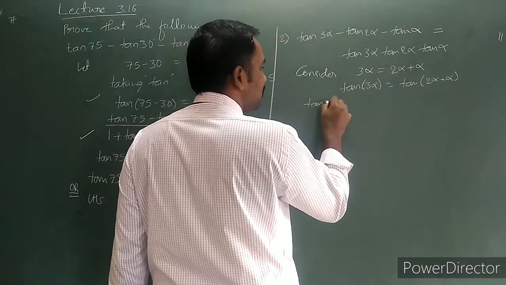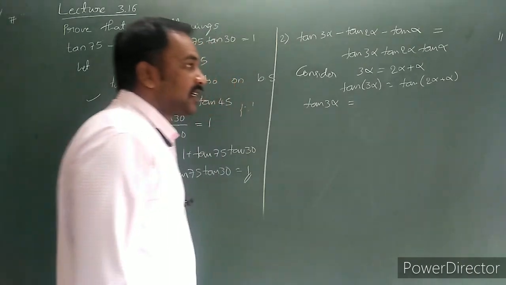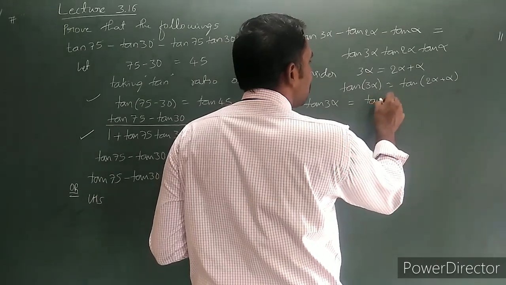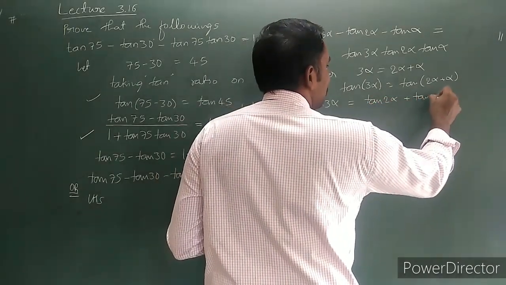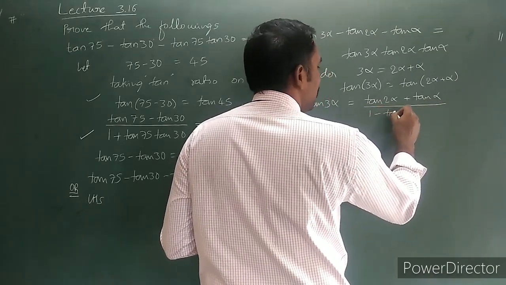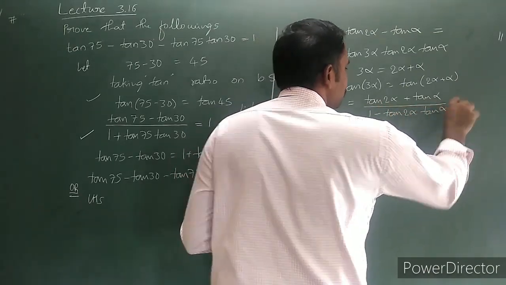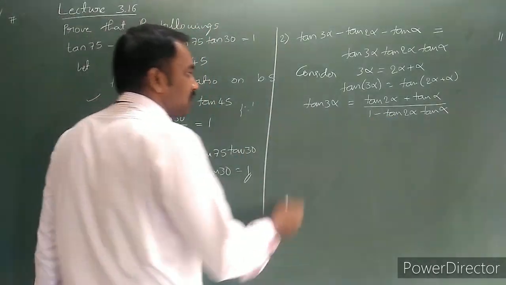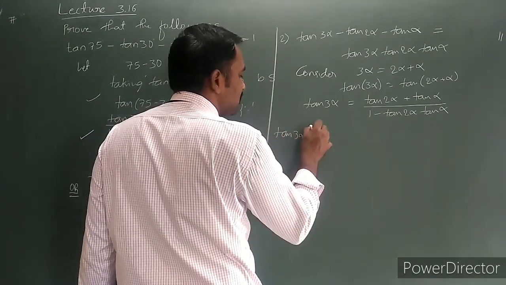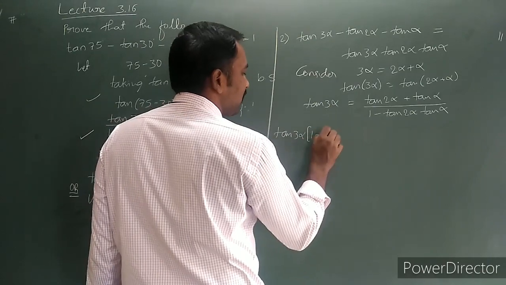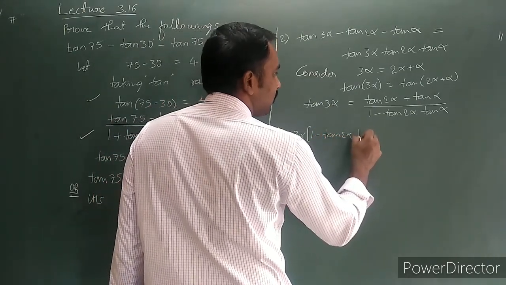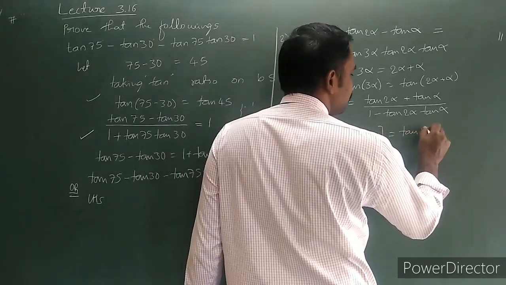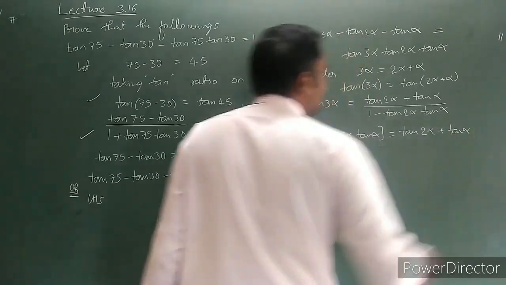Left hand side, tan of 3 alpha as this. Right hand side, tan of A plus B. Just now we have written what the tan of A plus B is: tan of A, 2 alpha, plus tan of alpha, both divided by 1 minus tan of 2 alpha into tan of alpha. Again, cross multiply, simplify, we get the answer. So we get tan 3 alpha as this, into the denominator term, cross multiply: 1 minus tan 2 alpha into tan alpha is equal to tan of 2 alpha plus tan of alpha as this.